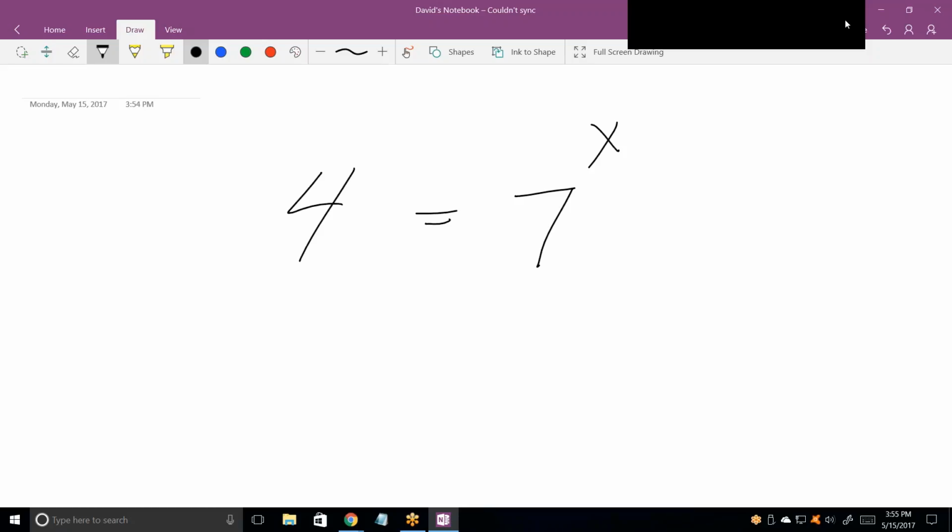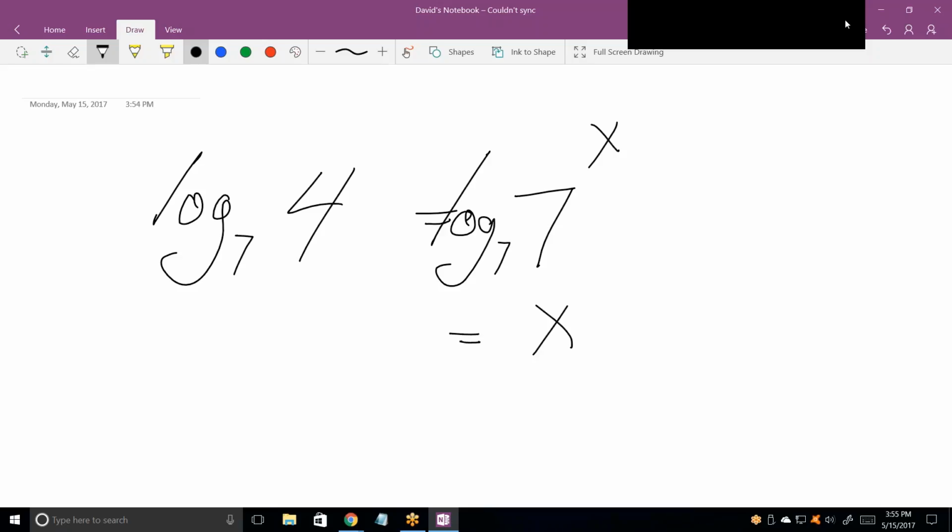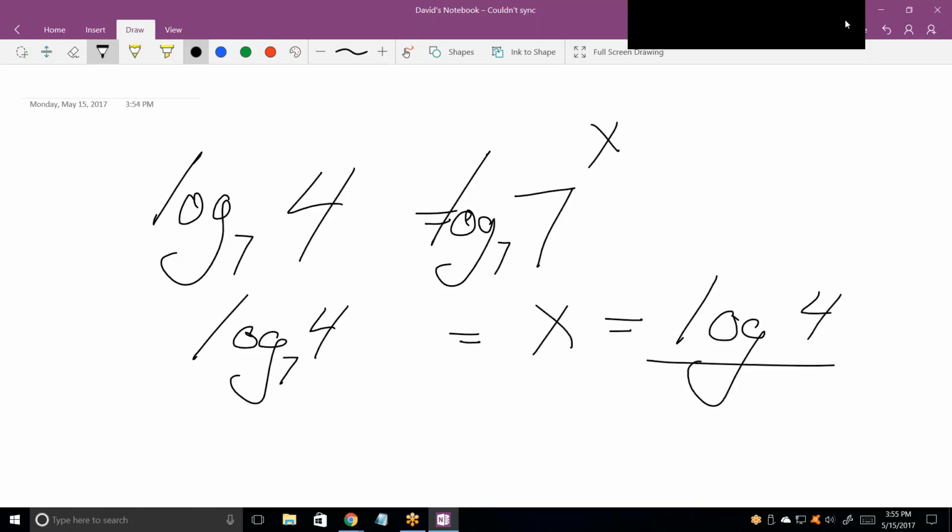So how would I solve this? Log base 7 of 4 is equal to x. All right, I'm not sure that's my favorite way. In other words, what you really did was you took the log base 7 of both sides. And that left x directly over there. But now you still got to use the change of base formula, right? So it's the log of 4 divided by the log of 7. So it's still 2 steps.